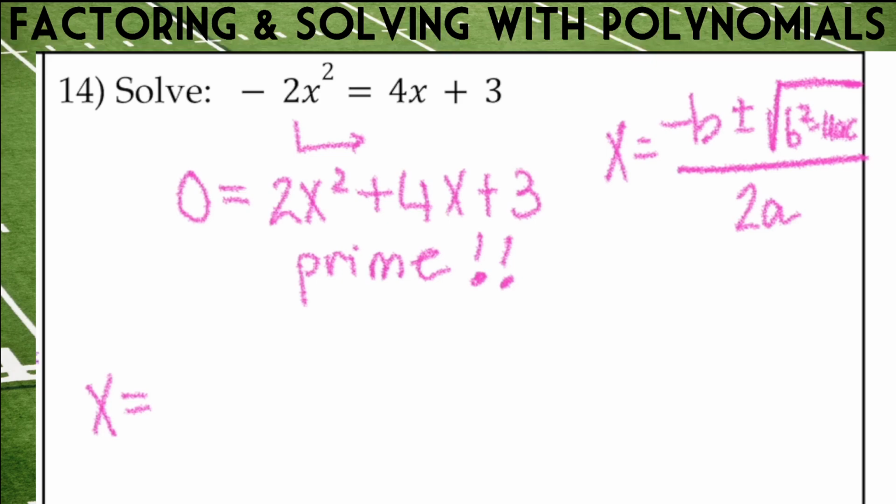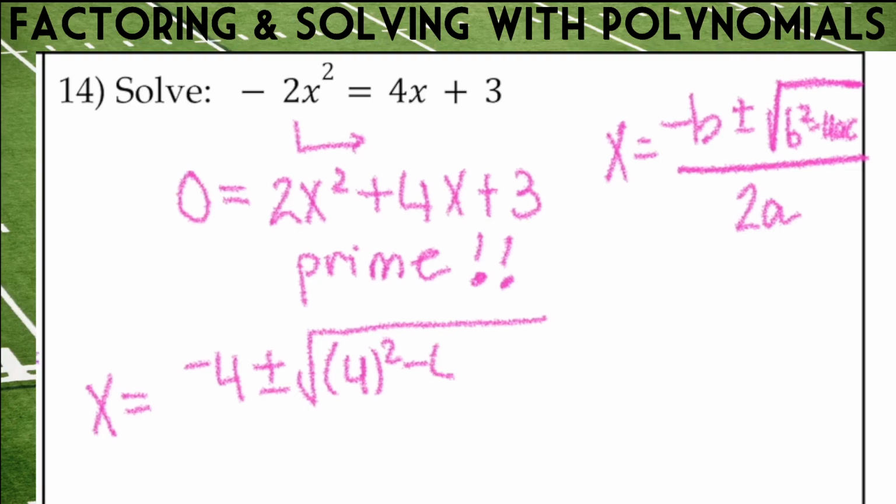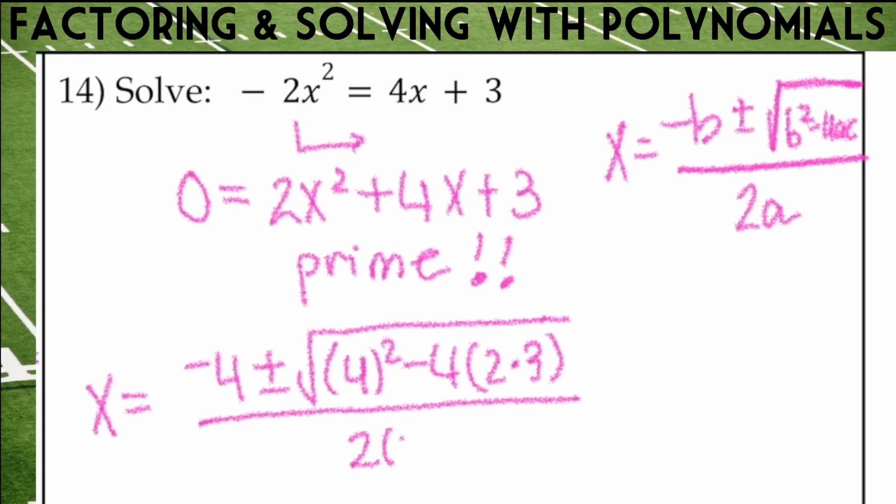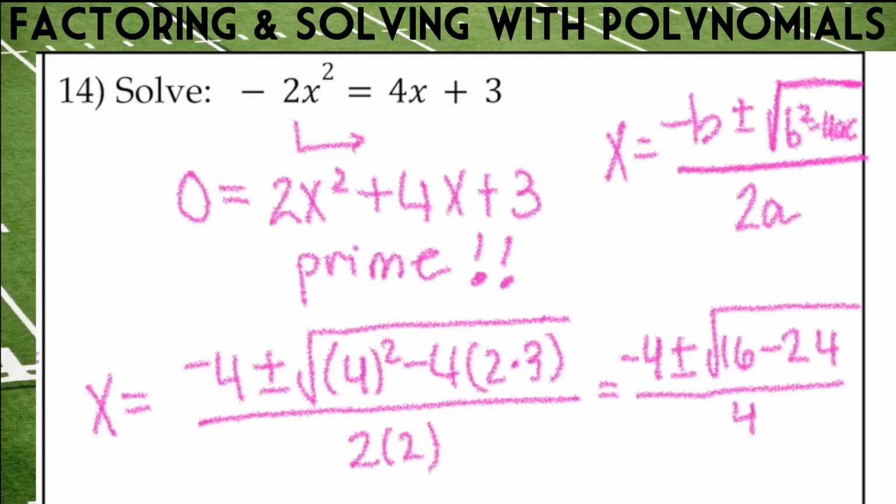Now, negative b will be negative 4 plus and minus the square root. b squared is 4 squared minus 4ac all over 2a. Negative 4 plus and minus the square root of 4 squared is 16 minus 4 times 2 is 8 times 3 is 24. Minus 24 all over 4.